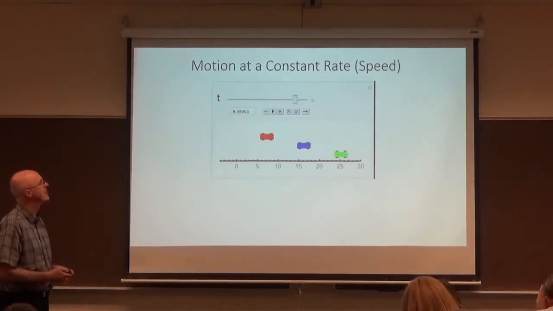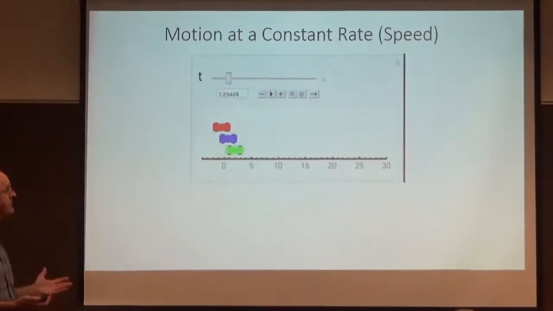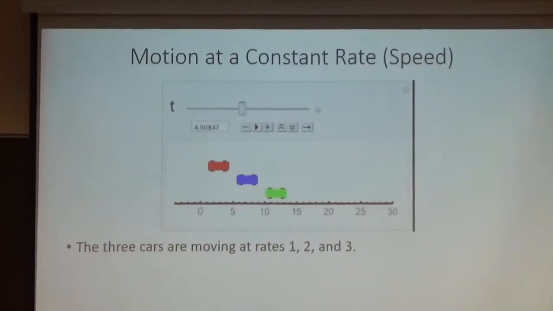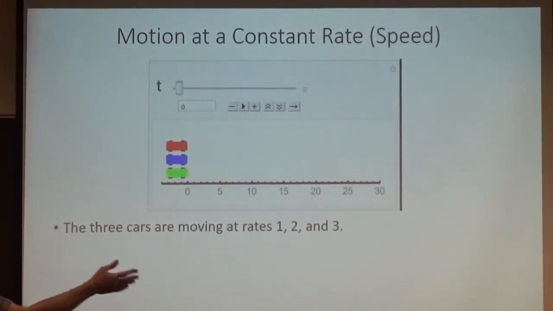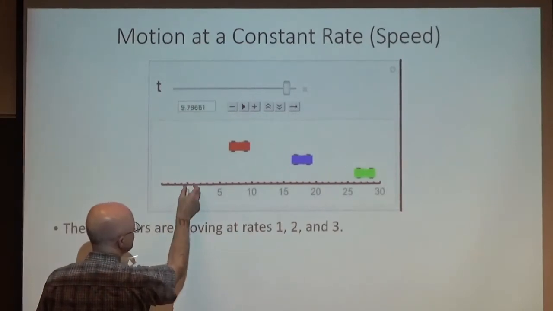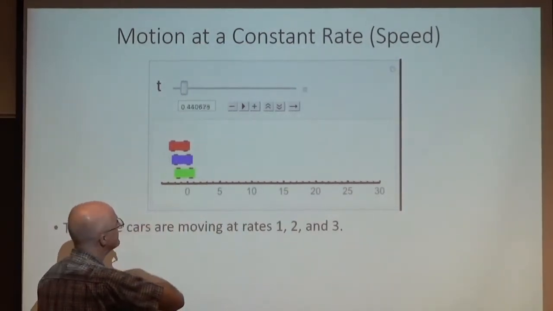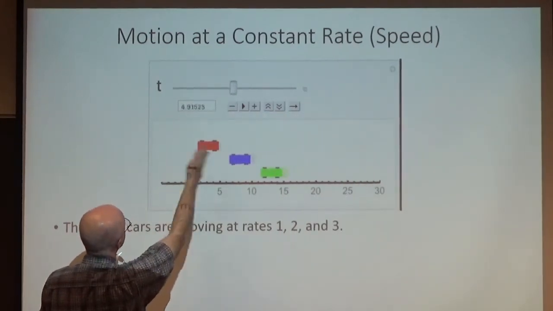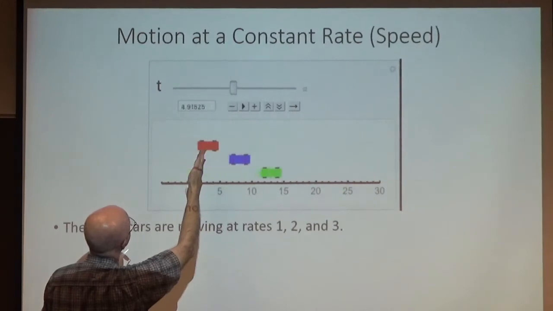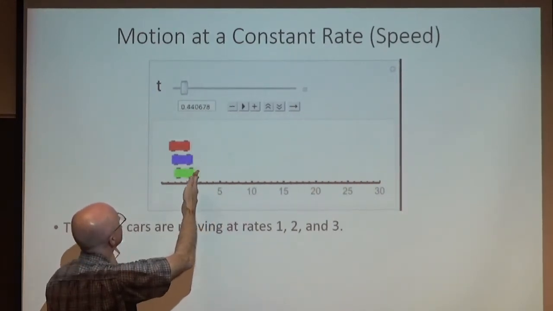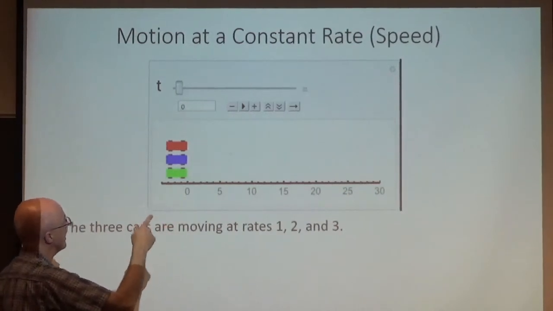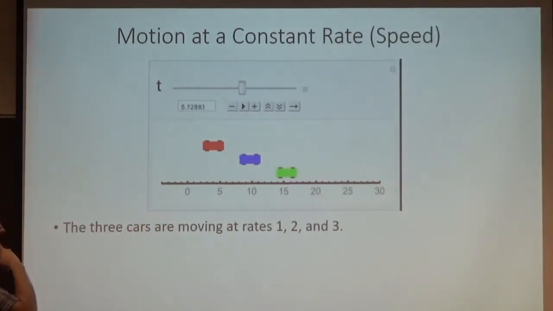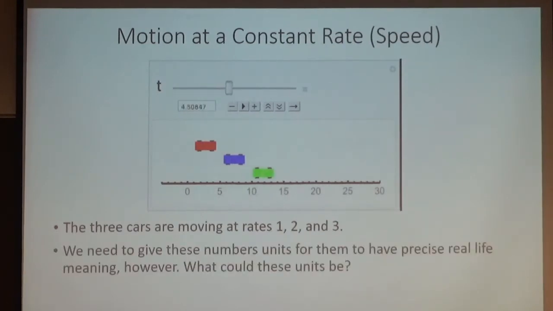Here are our visuals. We've got the three cars moving at constant, but different, rates: 1, 2, and 3 units of distance per unit of time. The scale on the axis shows units of distance, literally about 1 inch apart on the screen. Is the time going by literal seconds? No, it looks like it's going too fast for that. I'd have to slow it down. But if you pretend it's literal seconds, then the red car is traveling 1 inch per second, the blue car 2 inches per second, and the green car 3 inches per second. You have to give units to give a precise real-life meaning.